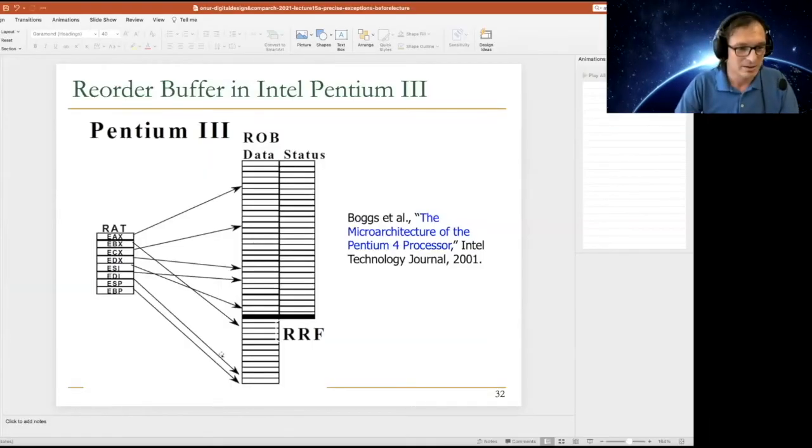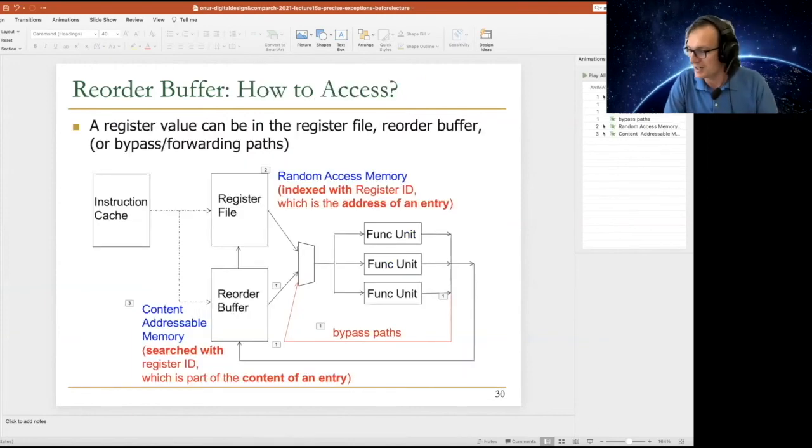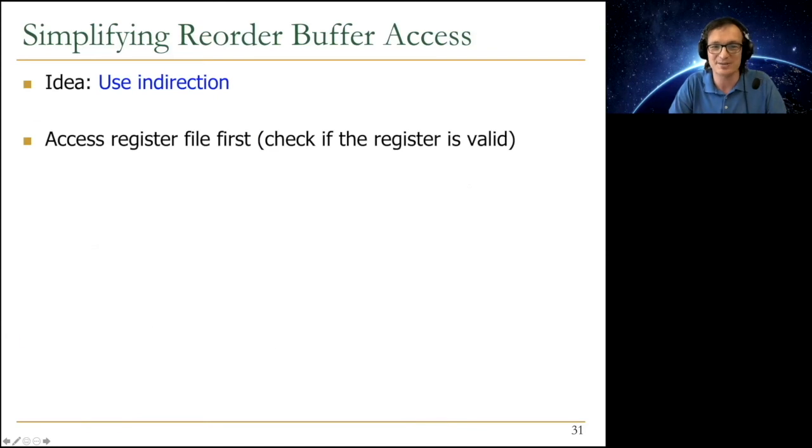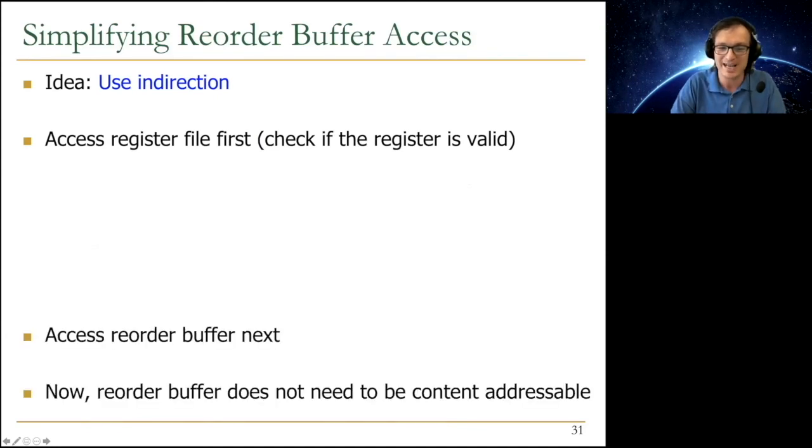Okay, so basically, hopefully you saw that I was sharing my screen, right? So basically, we talked about this part. We're going to use indirection. We access the register file first. We access the reorder buffer next. And reorder buffer does not need to be content addressable in this case.